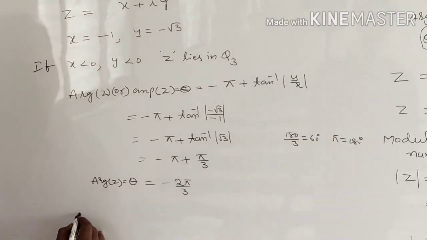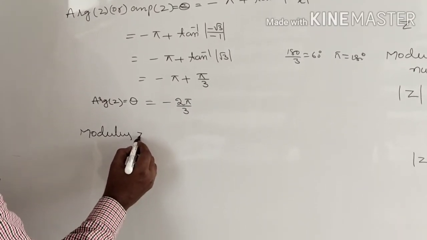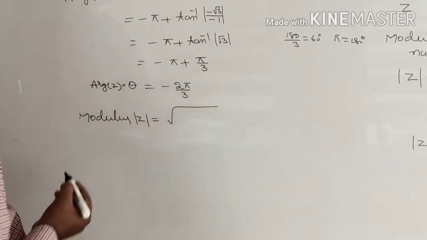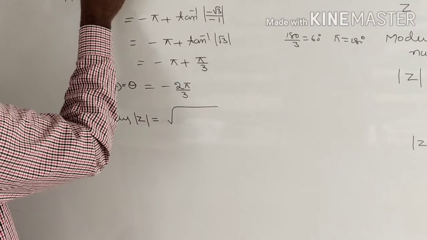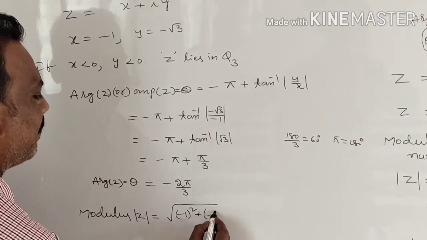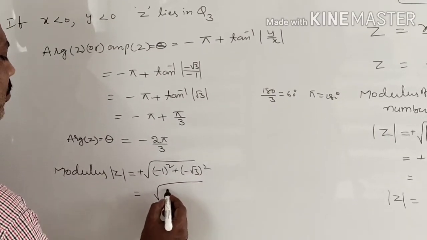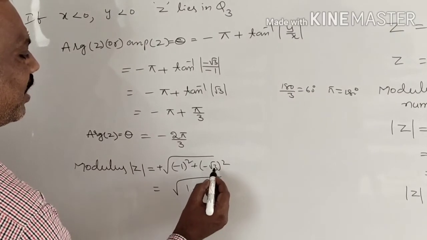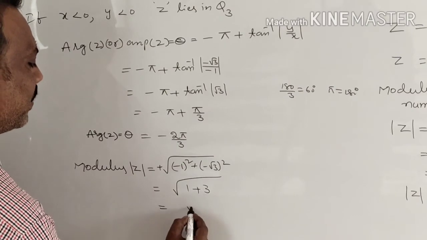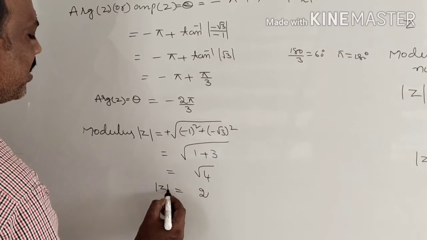Now we are going to calculate the modulus. I told just now, modulus of a complex number is denoted as mod z, that is equal to under root real part, x value is real part, whole square, plus imaginary part minus root 3 whole square. I told it's a positive value, so 1 plus root 3 whole square means square and root get cancelled, minus whole square becomes plus 3. So root over 4, that is equal to 2. So mod z value is 2.